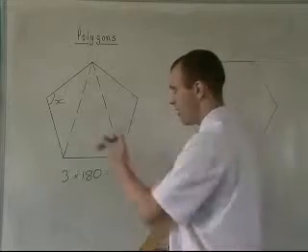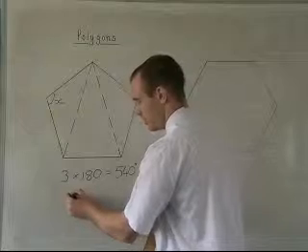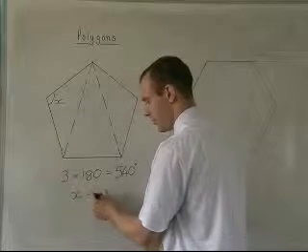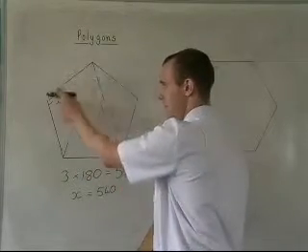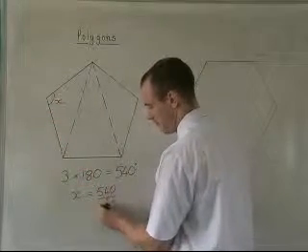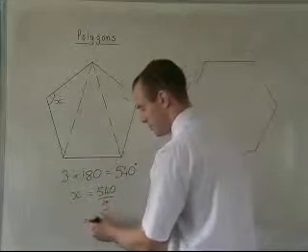Because we have 5 equal angles, that means that 5 lots of x is going to add up to 540. So to find x, we need to divide 540 by how many angles there are: 1, 2, 3, 4, 5. This equals 108 degrees.